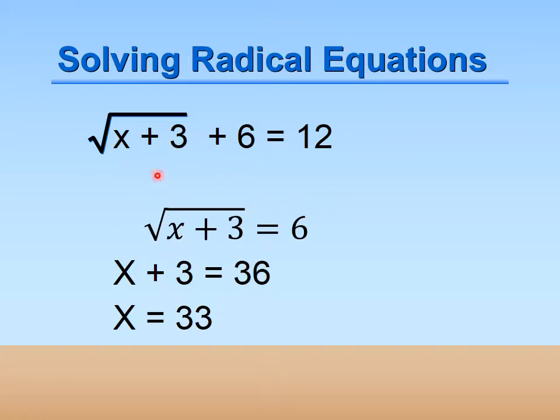So now we've got the square root of x plus 3 equals 6. And since there is nothing on the outside of the radical symbol now, the radical symbol is isolated. And so since it's isolated, we can square both sides. And when we square this on the left-hand side, the radical symbol is going to be eliminated, leaving us just x plus 3. And then 6 squared is 36. So now we solve for x by subtracting 3 from both sides, and we get x is equal to 33.